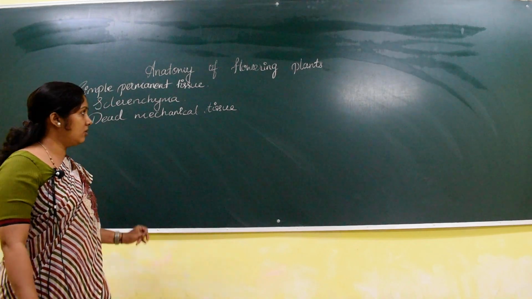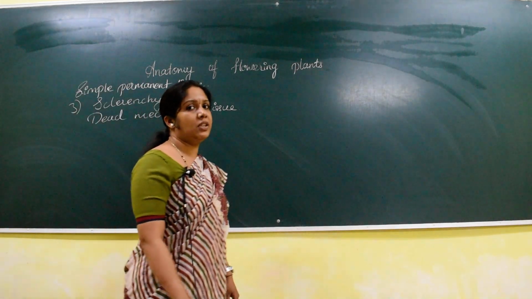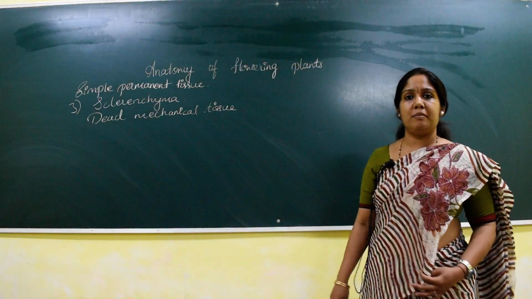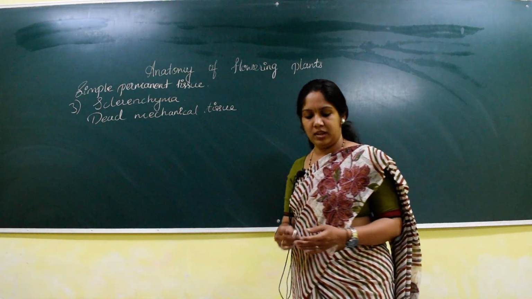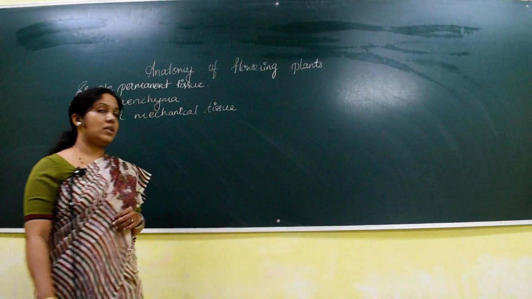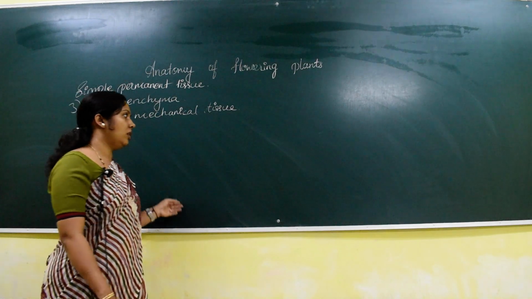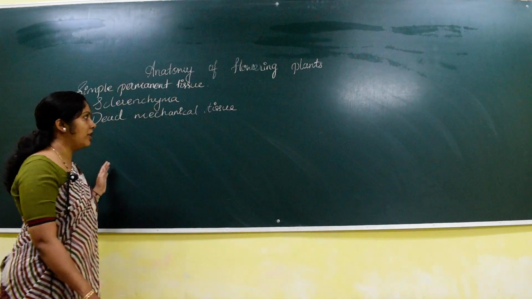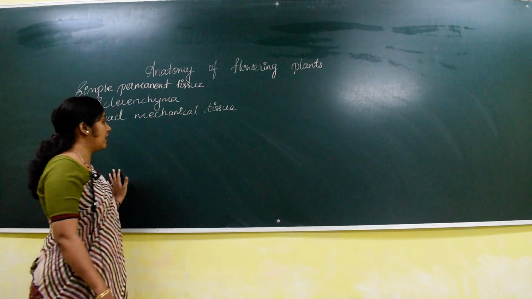Hello dear students. In the last class we were discussing simple permanent tissue. In simple permanent tissue we have discussed the parenchyma as well as the collenchyma. Next one is sclerenchyma. We have already discussed the points, so let me repeat the points whatever we have discussed in sclerenchyma tissue.